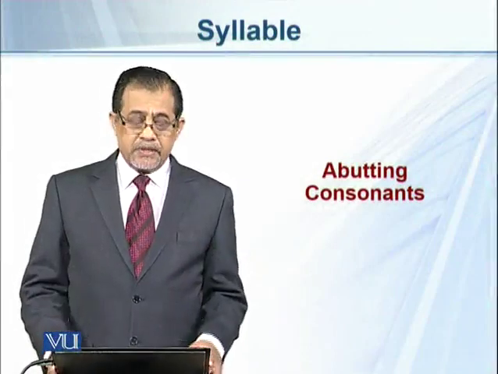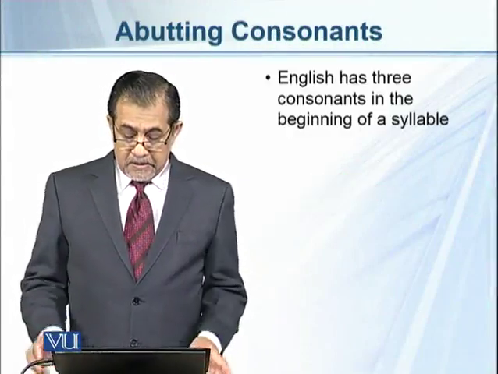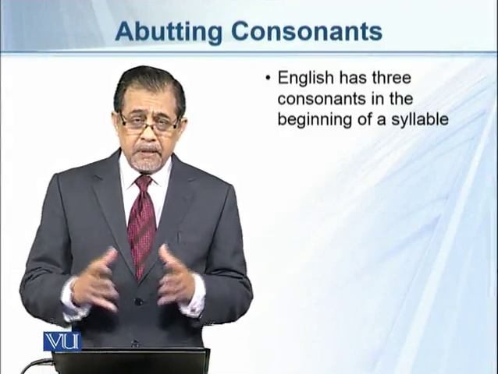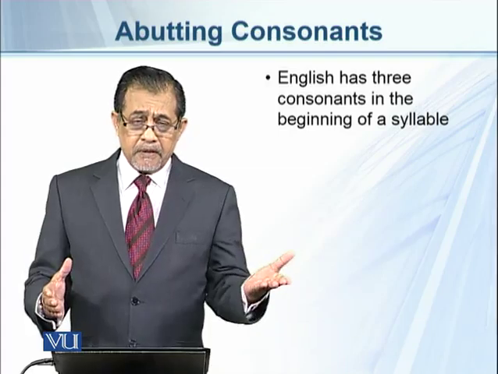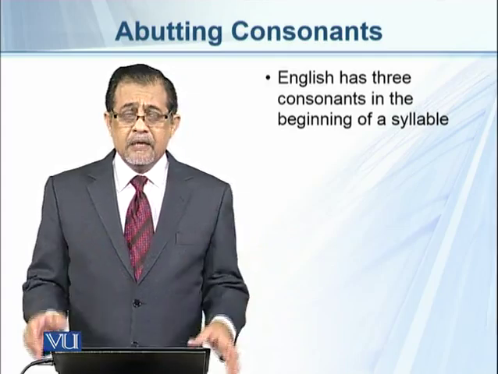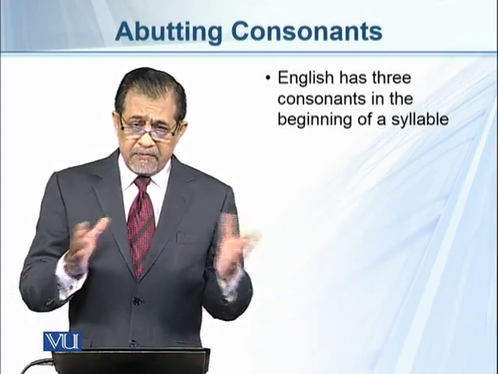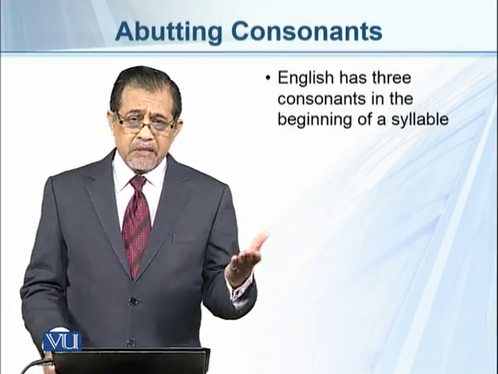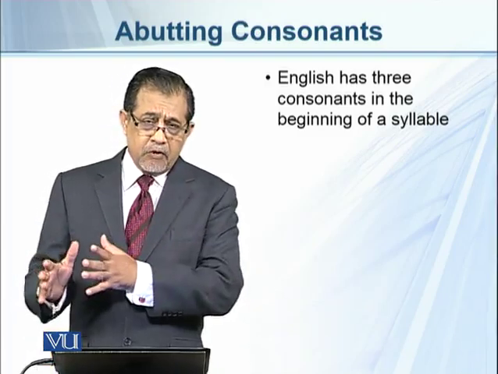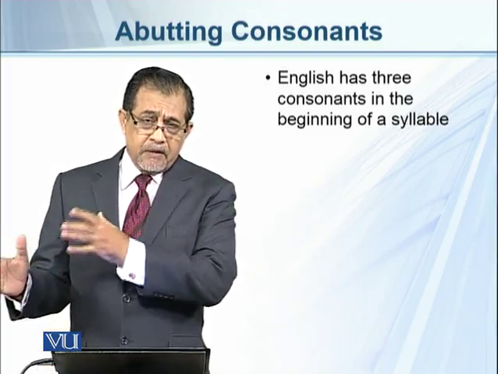Abutting consonants. An English syllable, an ideal syllable, consists of a consonant, vowel, and consonant. The first consonant is the onset, the vowel is the nucleus, and the final consonant is the coda.